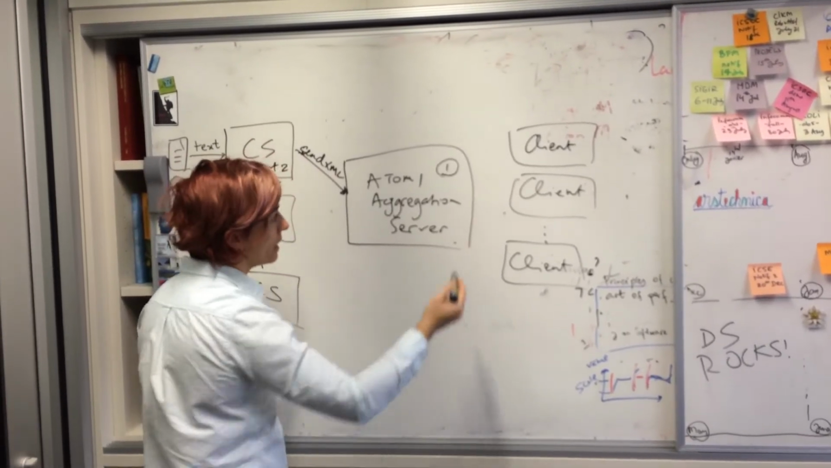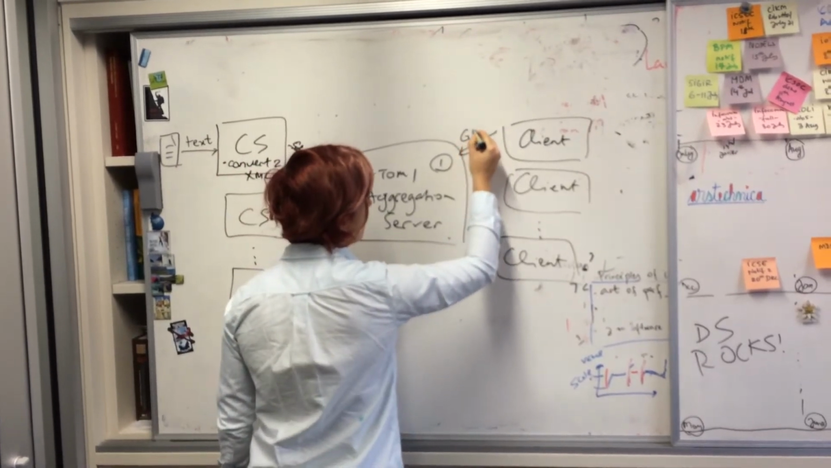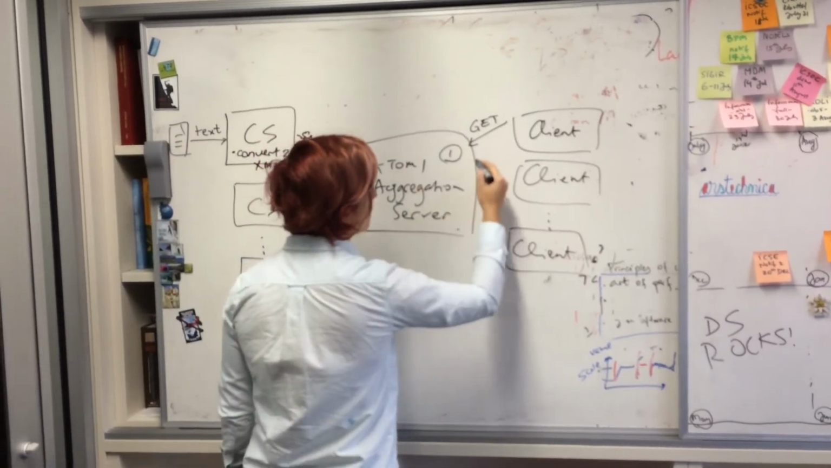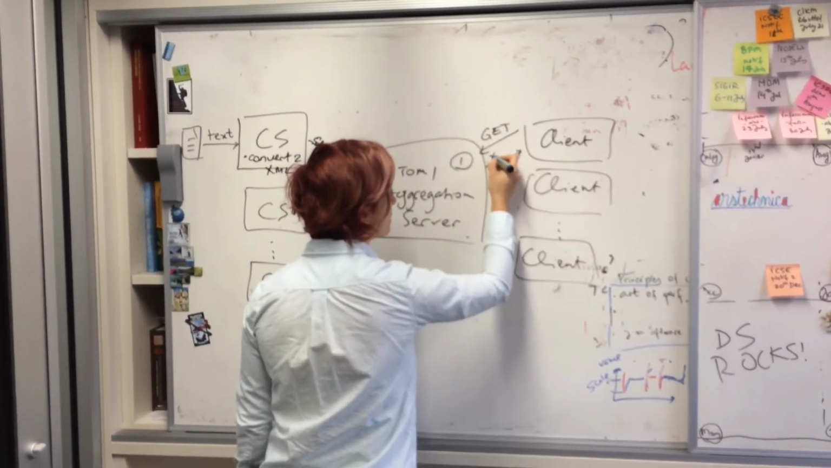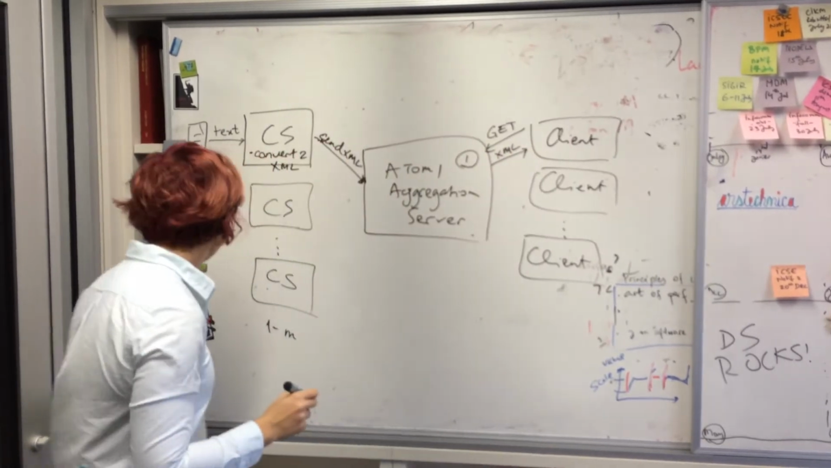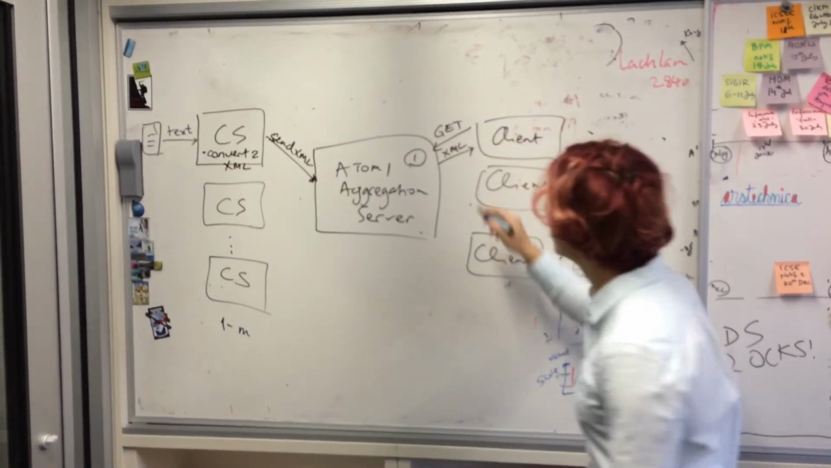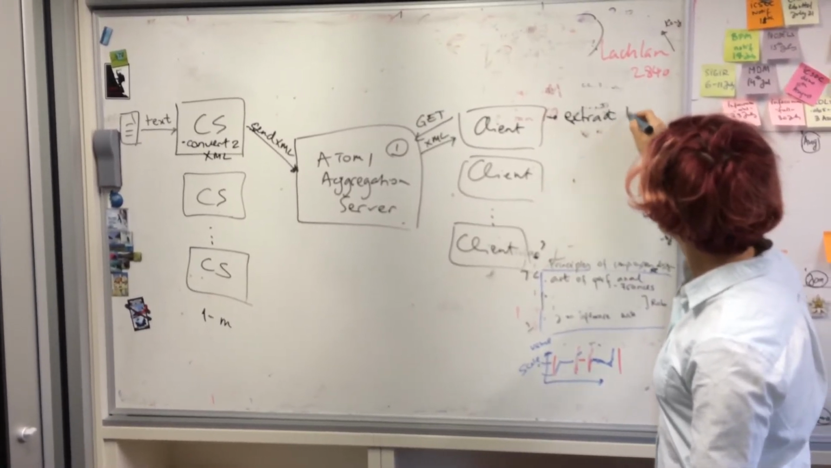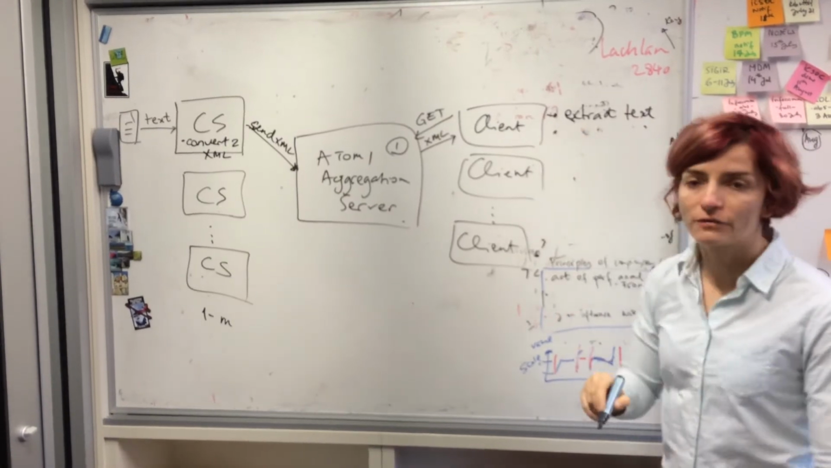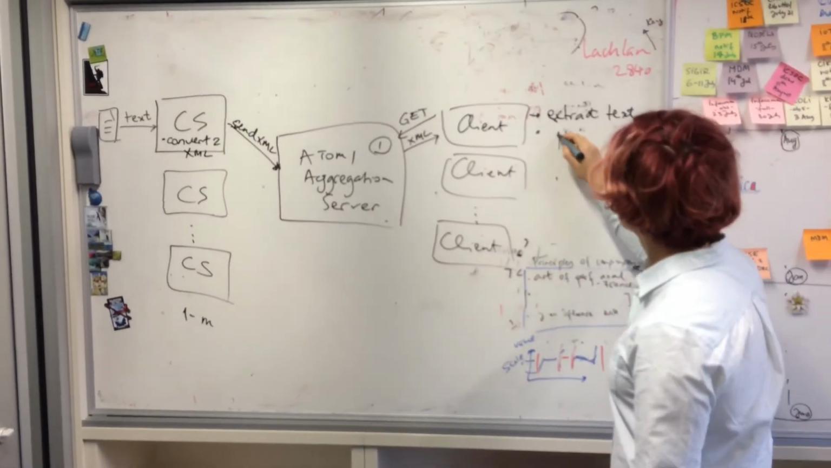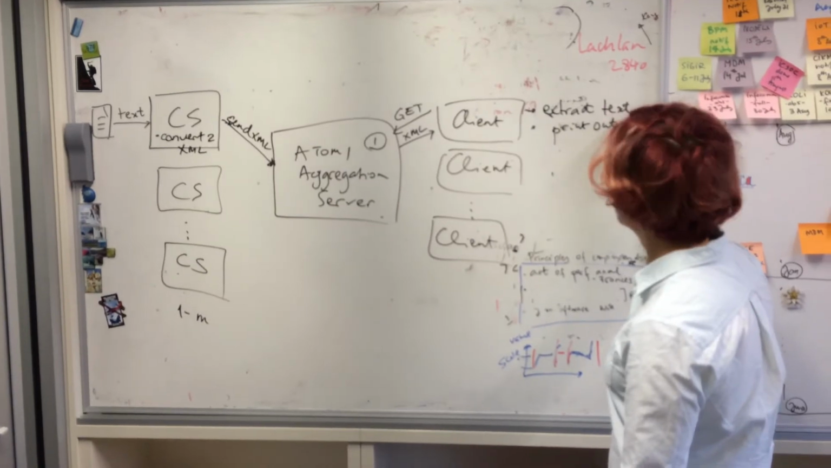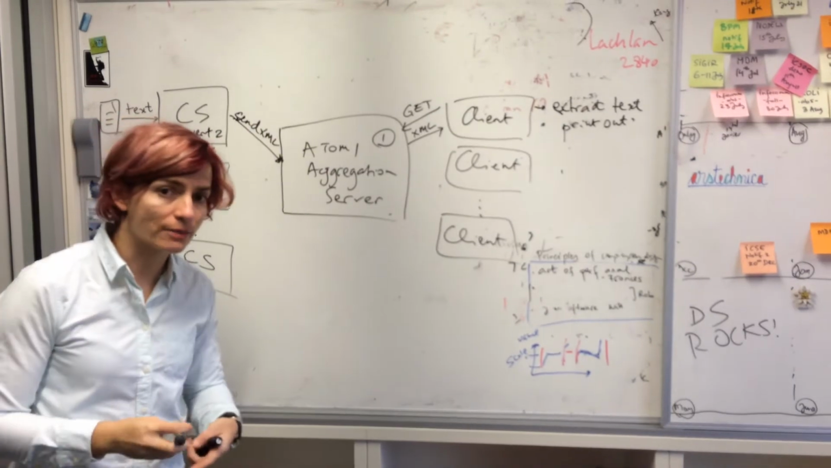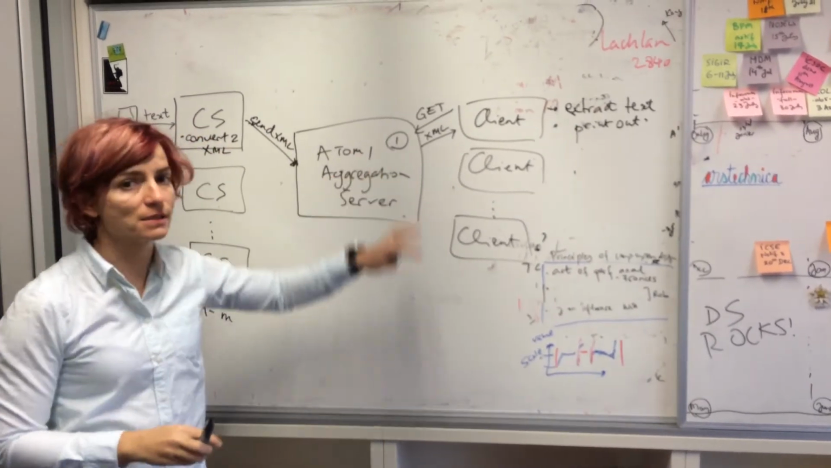Now, what your client does is it gets the latest news feeds from the aggregation server. The aggregation server will respond to this GET request with an XML file. Your client will read this XML file and extract the text. And of course, after it extracts the text, it will print it out to the terminal.